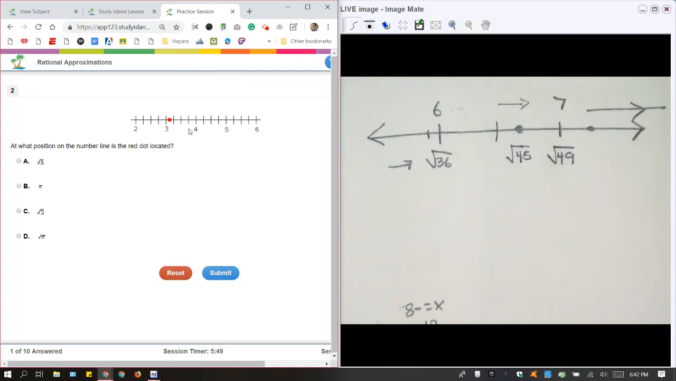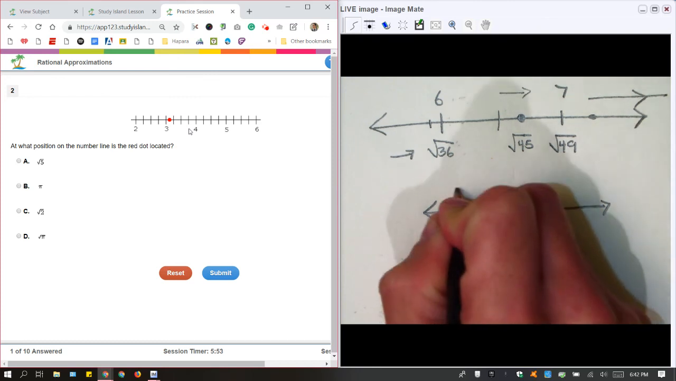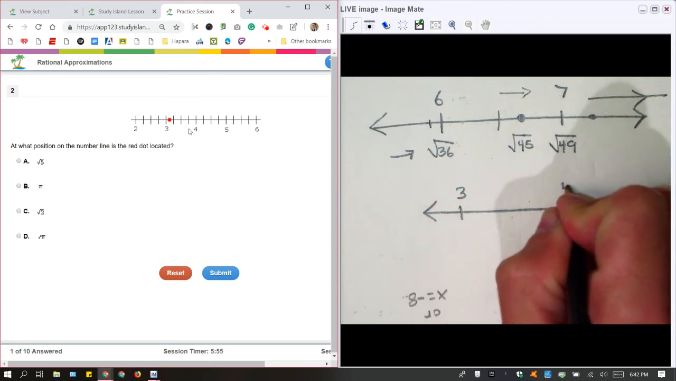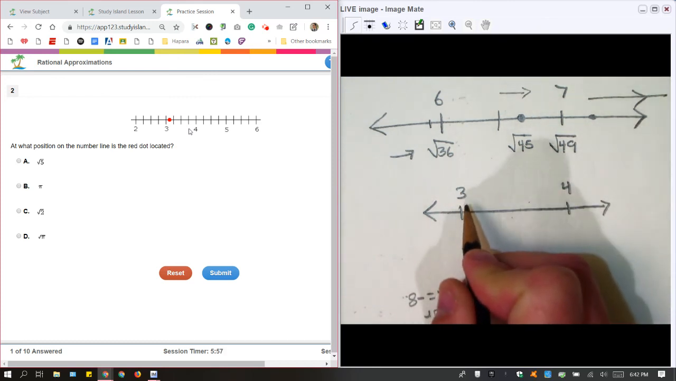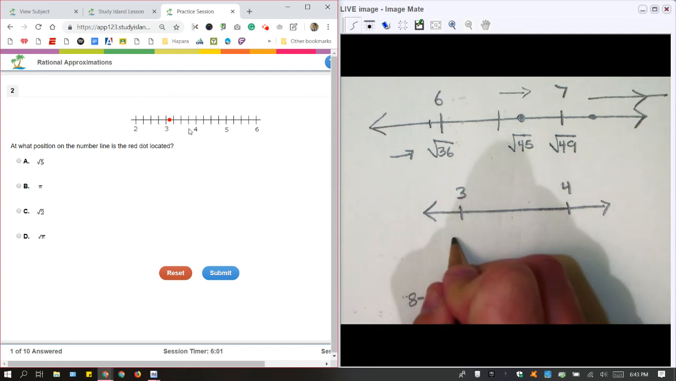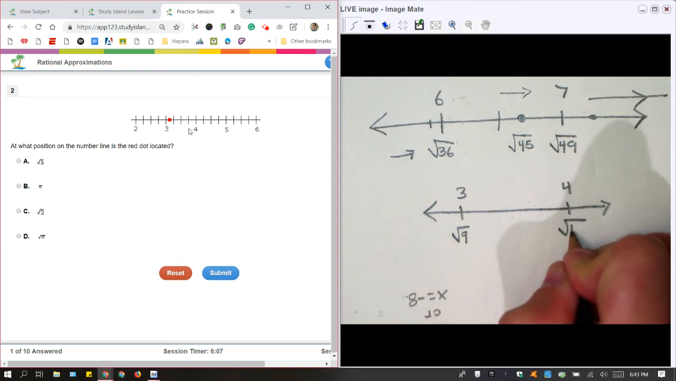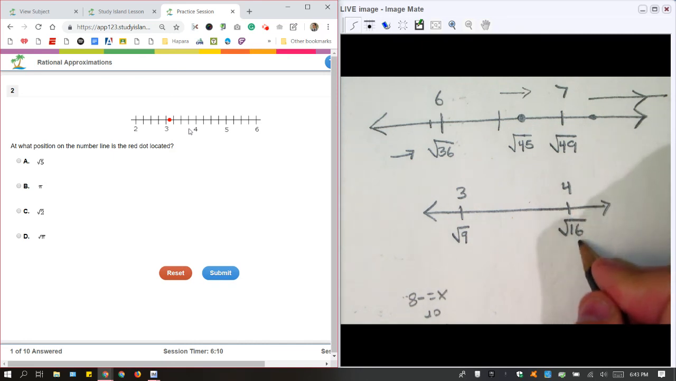So again, imagine a number line. If I had a number line and I had 3 on the number line and I had 4 on the number line, 3 is the square root of what? Well, what is 3 times 3? 3 times 3 is 9. So that means 3 is the square root of 9. And what about 4? That's the square root of 16, because 4 times 4 is 16.